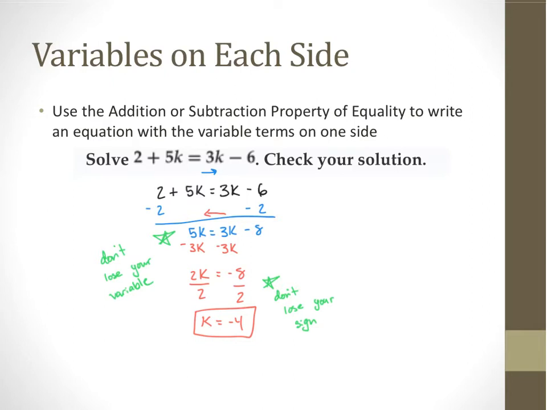Now, if you read the instructions before we started, you would notice this little thing called check your solution. The nice thing about math is whenever you get an answer, you can almost always plug it back in to see if you got it right. If it comes out nicely, then you know you did it right. If it doesn't, then something went horribly wrong, go back and check. So I have 2 plus 5. I'm going to plug my negative 4 in using parentheses.